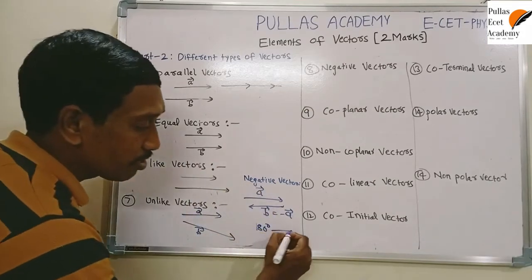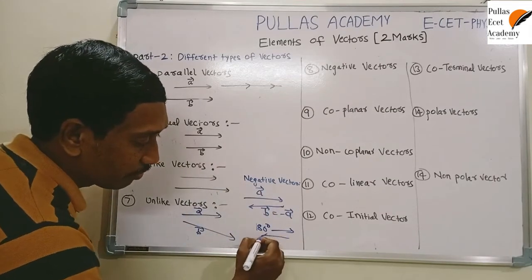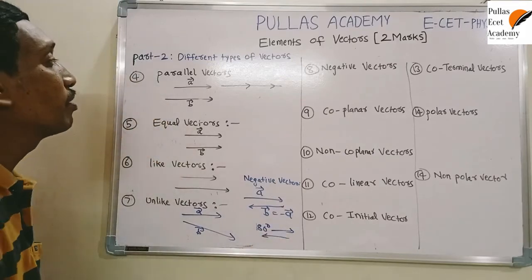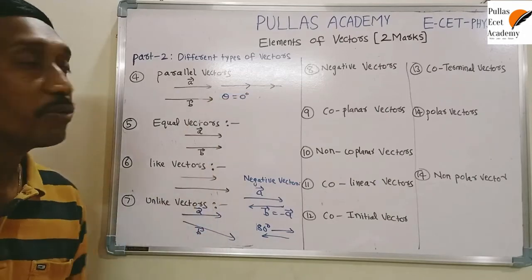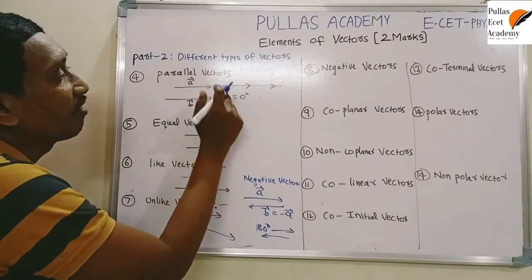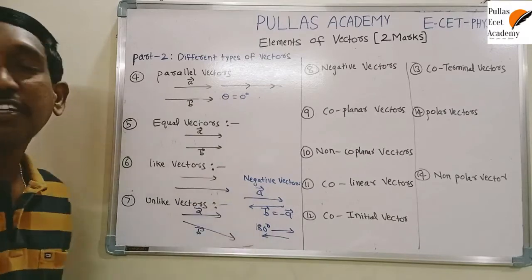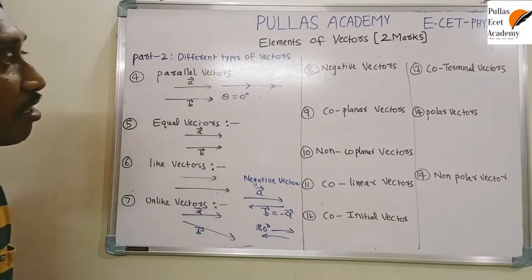Now this is one vector, this is another vector. These two are anti-parallel to each other. These two are parallel, the angle is 0 degrees. For parallel vectors, what is the angle between the two vectors? This is a very important point. For parallel vectors, the angle is 0. For anti-parallel vectors, the angle is 180 degrees. These are the concepts here.